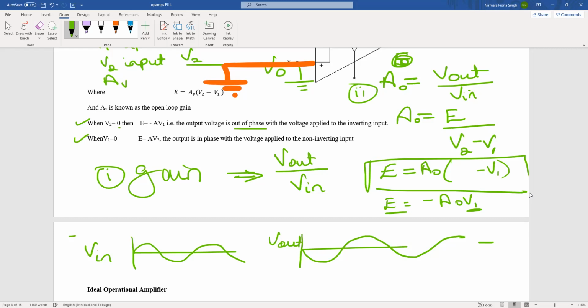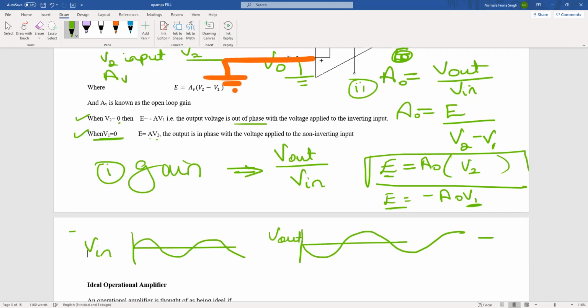Now, when V1 is equal to 0, E is equal to A naught V2, or E is equal to your gain times V2. If we go through this again, if we put back our V2 there, and we make V1 0, all we have to do is take it out. You're going to get your output voltage is equal to your gain times V2. So this is where the output is in phase with the voltage applied to the non-inverting input. We're coming to what those inputs are just now.